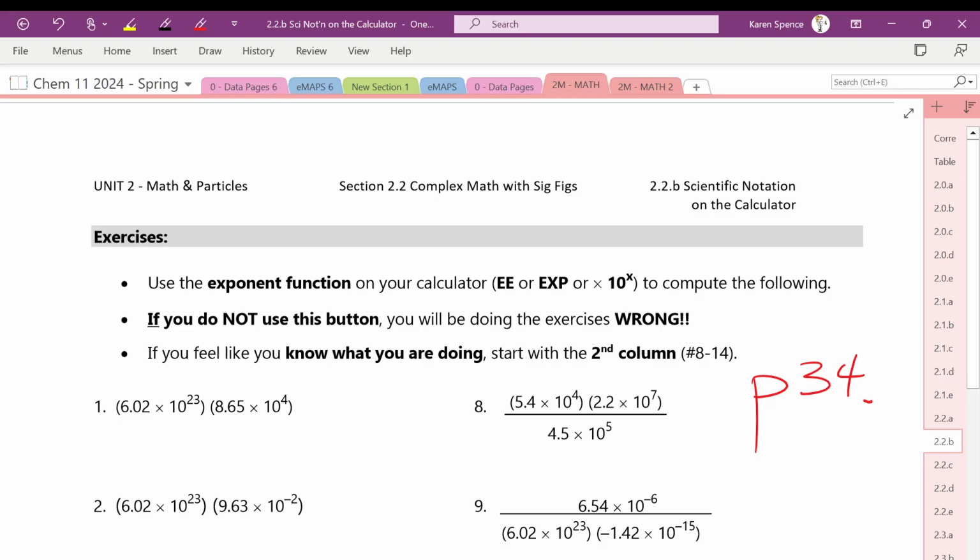If you want to, you can look up the calculator model online. There will be a manual. You can look up how to turn it into scientific notation.